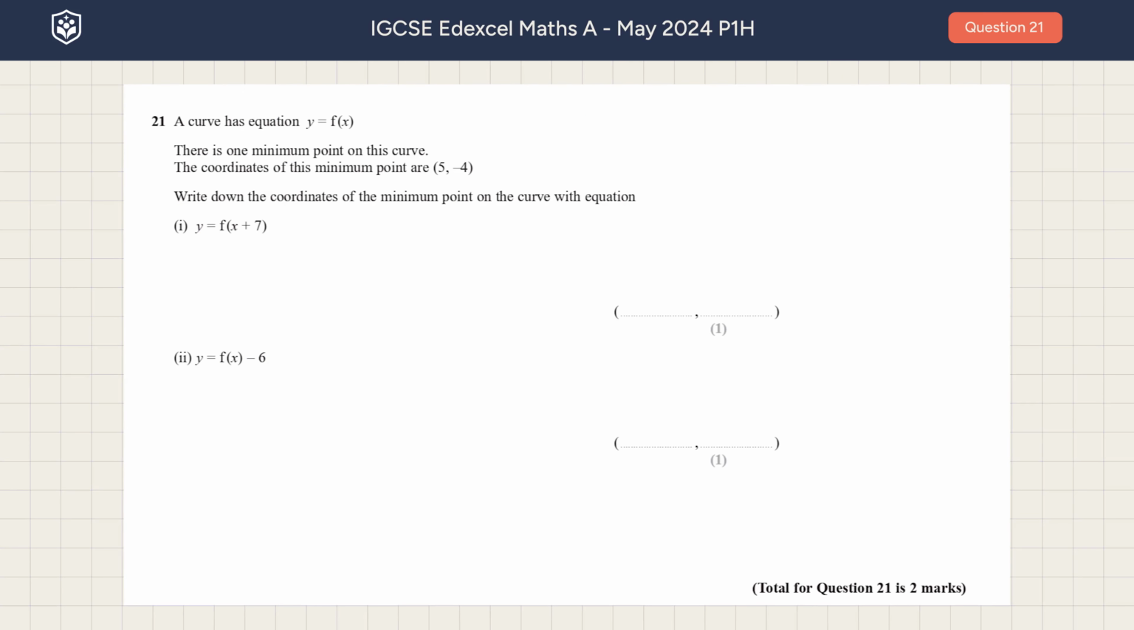On to question 21, which says a curve has the equation y equals f of x. There is one minimum point on this curve, and the coordinates of this minimum point are 5, -4. For part 1, we are asked to write down the coordinates of the minimum point on the curve with the equation y equals f of x plus 7.